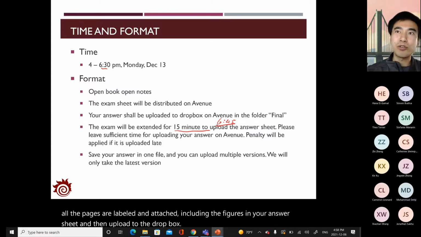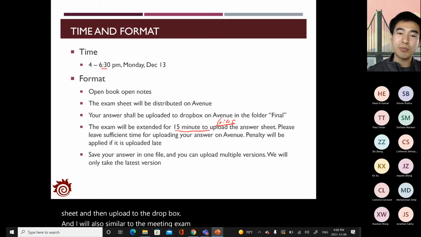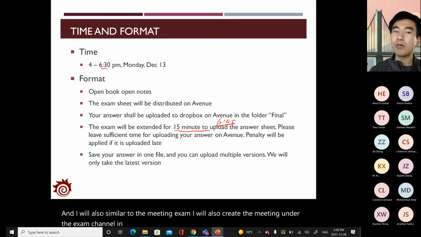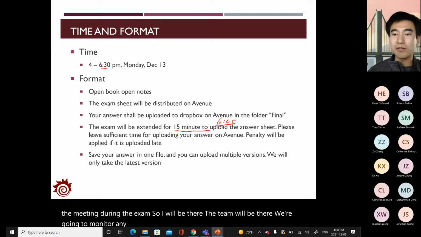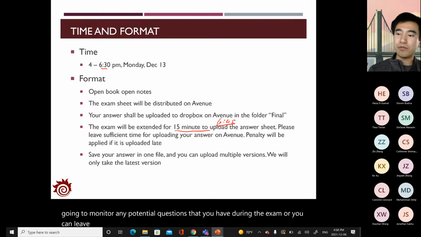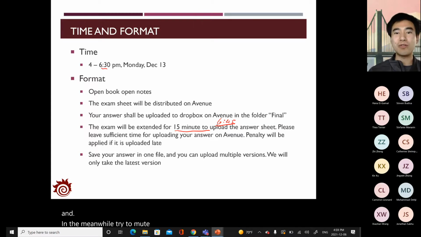And similar to the midterm exam, I will also create a meeting under the exam channel in Teams. And I encourage everyone to join the meeting during the exam. So I will be there, the TA will be there. We're going to monitor any potential questions that you have during the exam. You can leave your message there for your questions, and we're going to reply to you. In the meanwhile, I'll try to mute myself to make sure that I will not interrupt anyone during the exam.